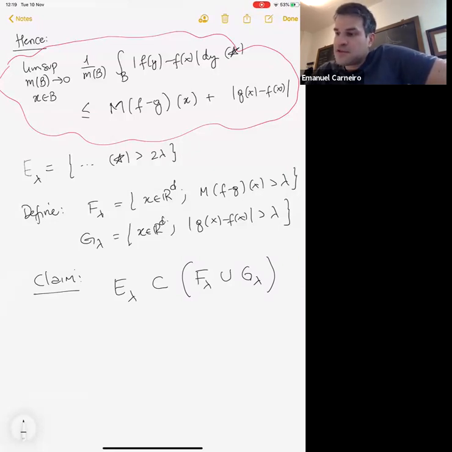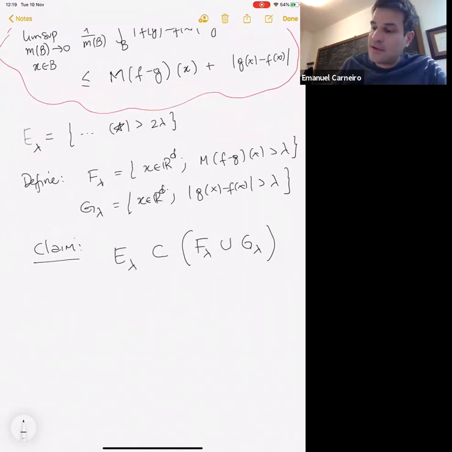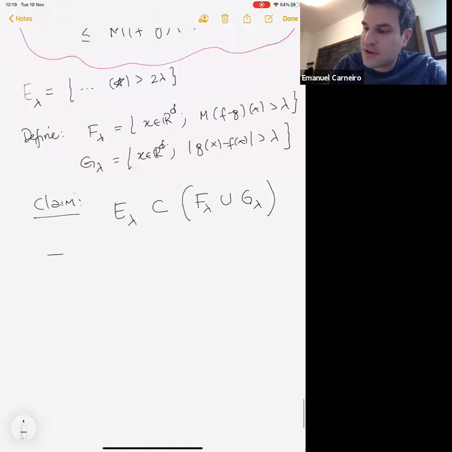If you look at this inequality in red, the left-hand side is bigger than 2 lambda. On the right-hand side, one of the two terms must be bigger than lambda. So if a point x belongs to E lambda, in the sense that the left-hand side is bigger than 2 lambda, the point x must be such that one of the two terms on the right is bigger than lambda. Good. But then this claim clearly implies that the measure of E lambda is less than or equal to the measure of F lambda plus the measure of G lambda.